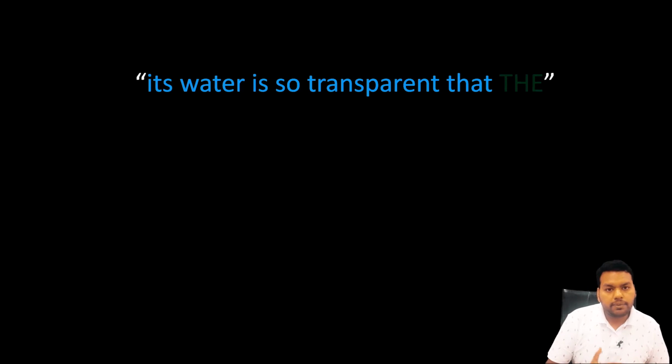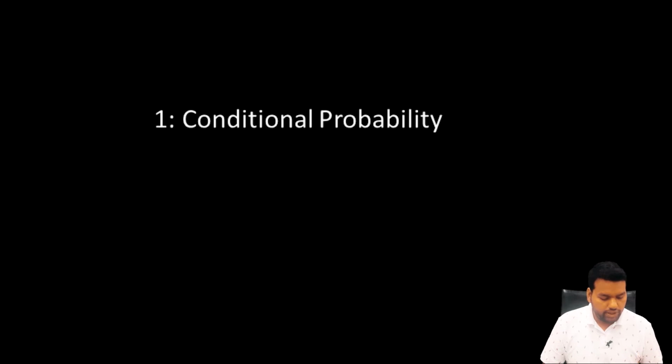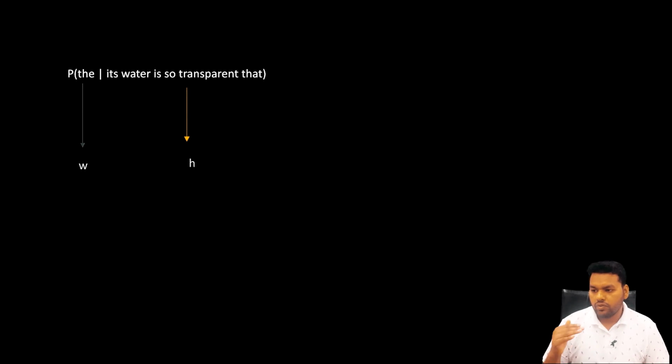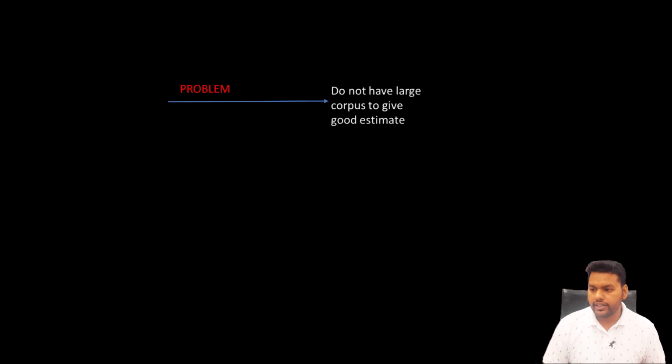To calculate the probability of "the", by seeing the history "its water is so transparent that", we can calculate the probability by two methods. One is the conditional probability: you have what you want to predict, the word "the", and what is your history? Your history is "its water is so transparent that". That means we can easily calculate the conditional probability. So the conditional probability is one method.